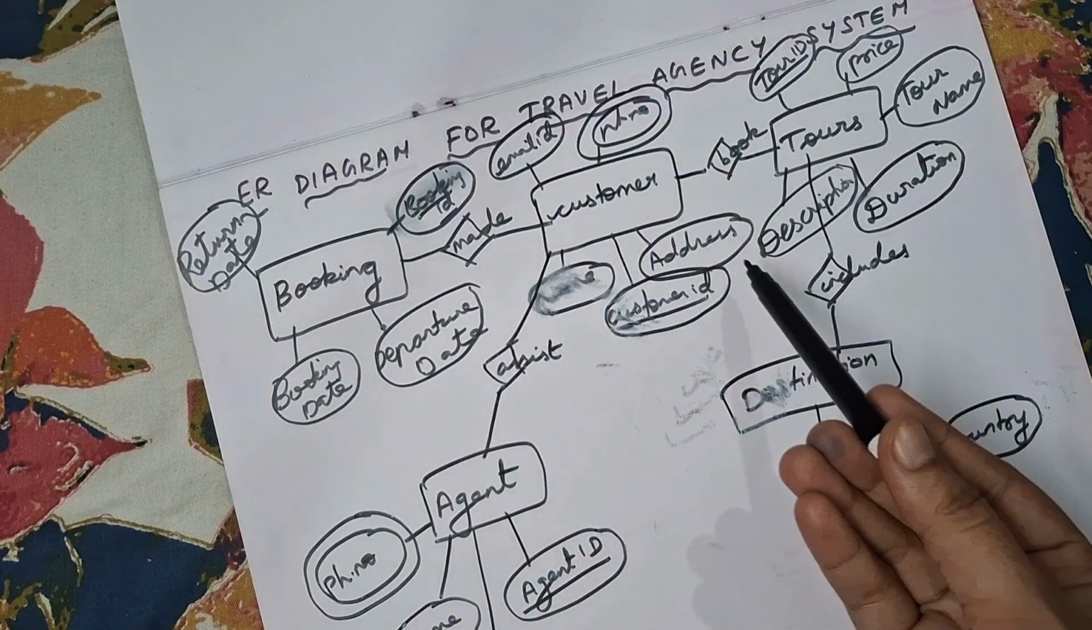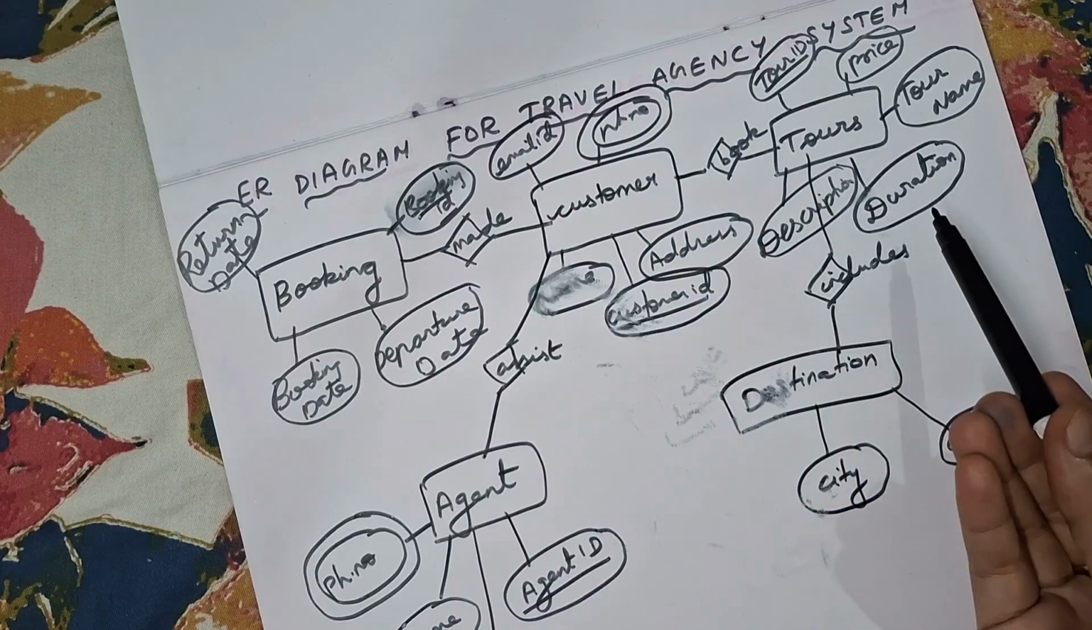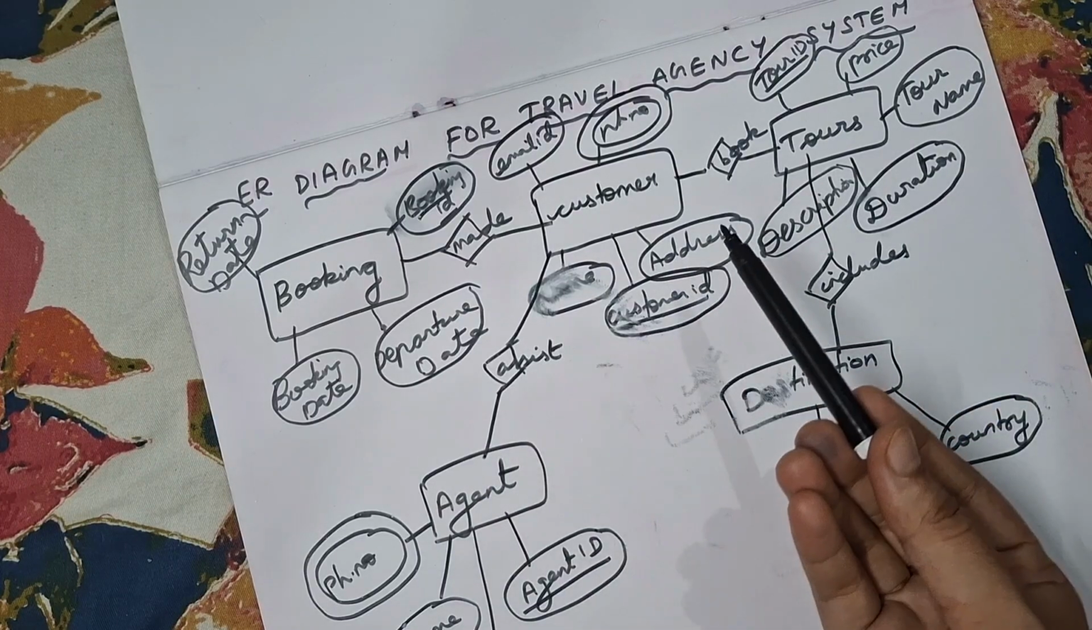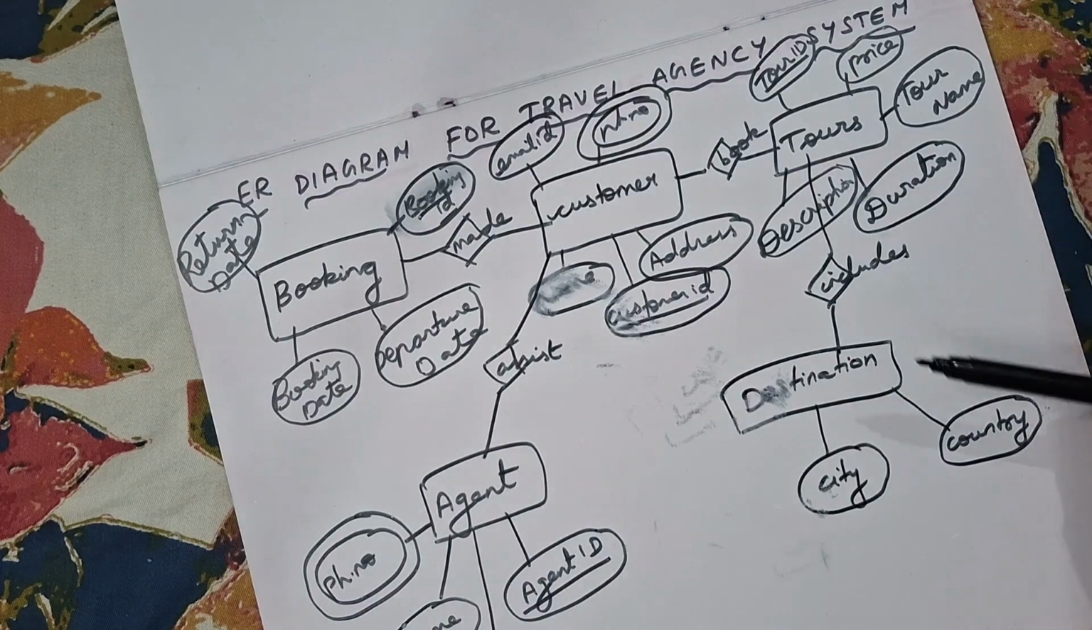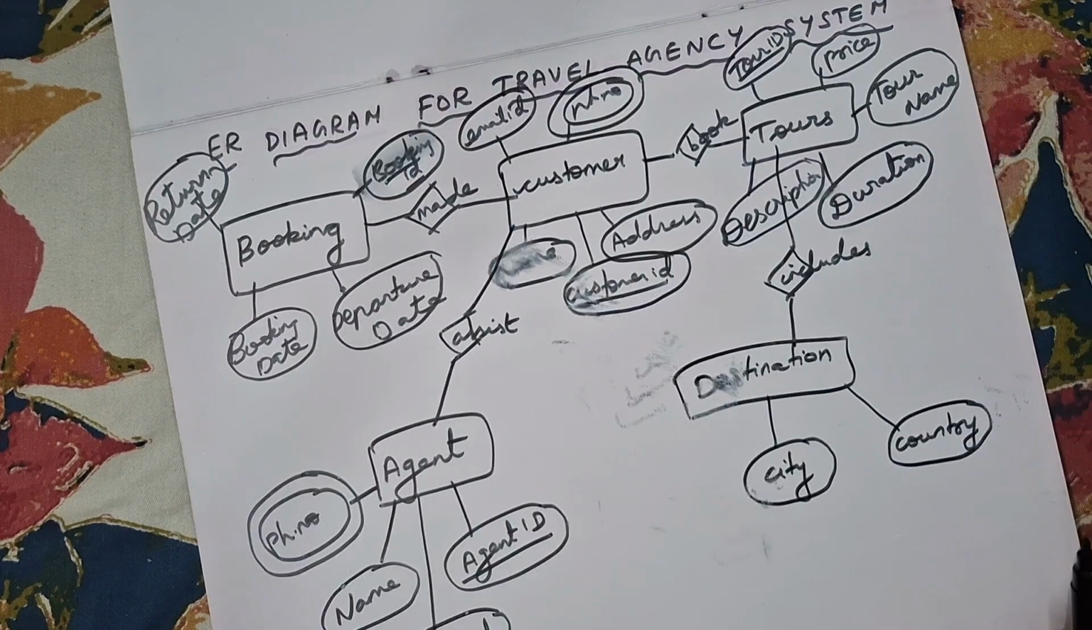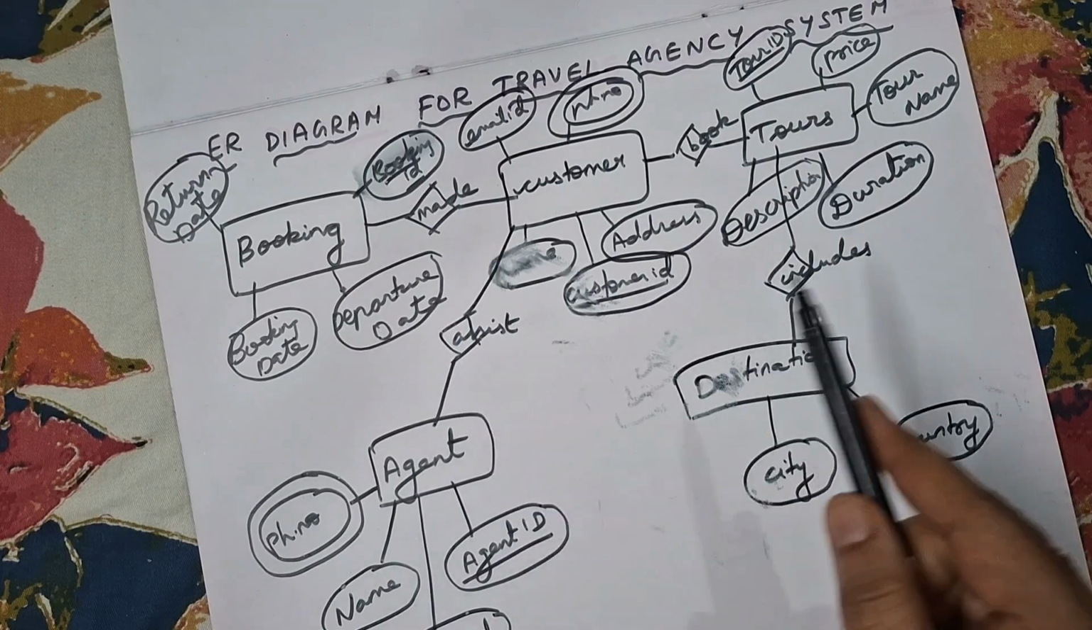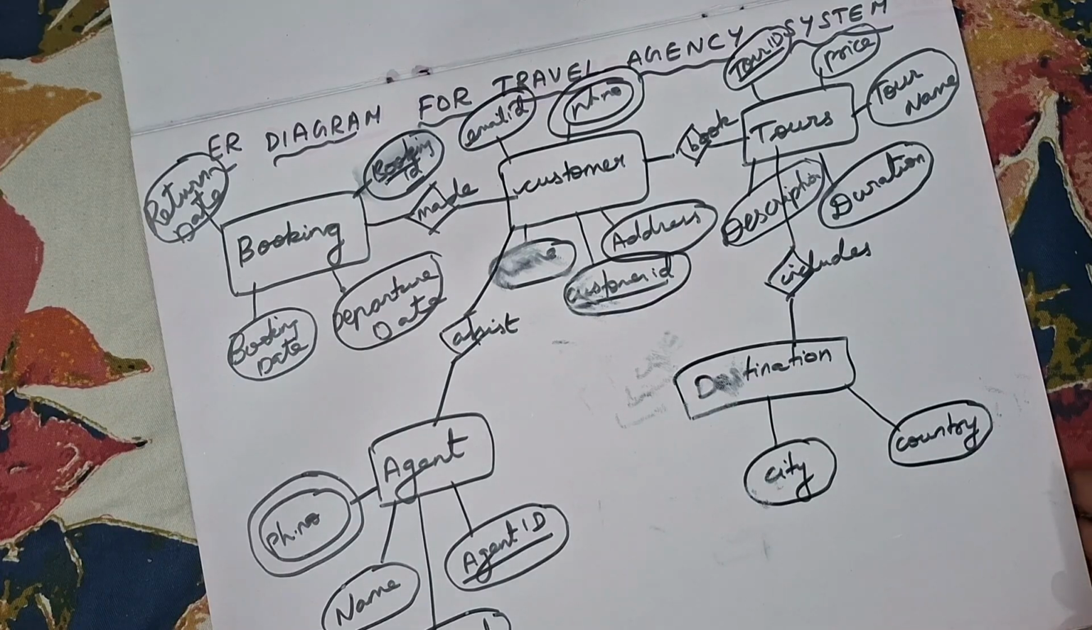Booking is made by the customer. Customer books for the tour. Agent will assist the customer on the packages that are available. Next, tour includes various destinations. This is the third step. The final step is the cardinality. We need to write the cardinality for the relationships we have made.